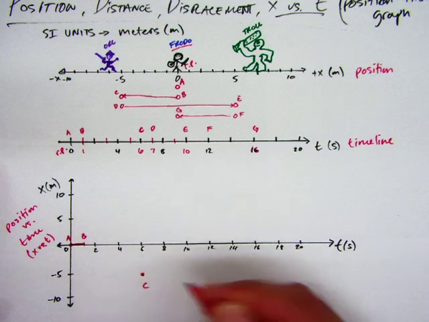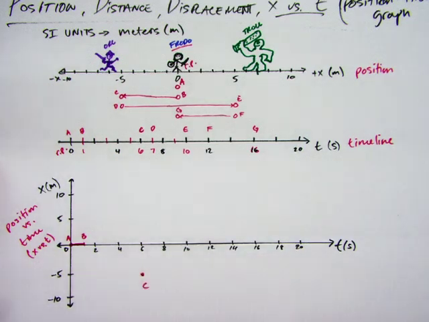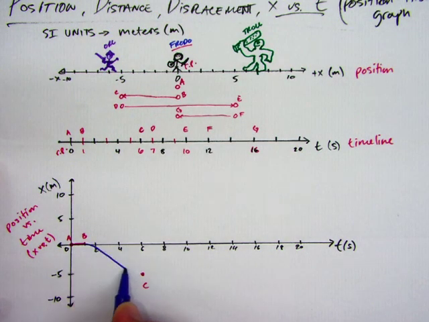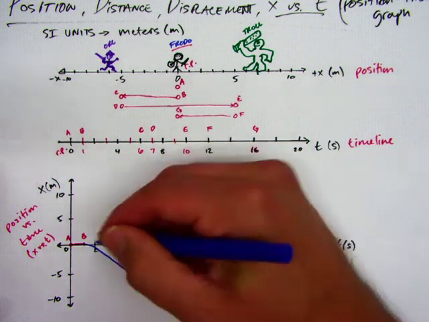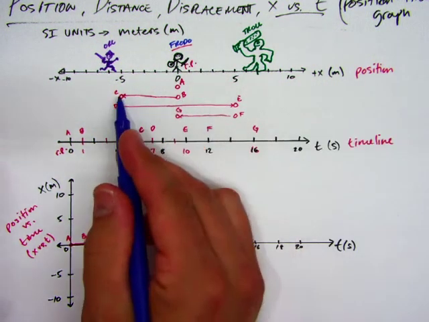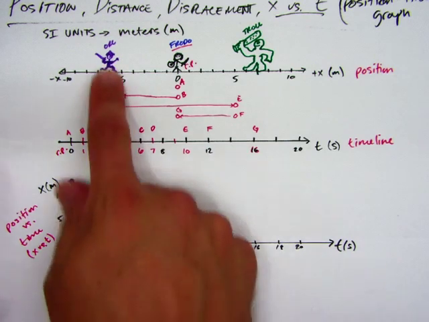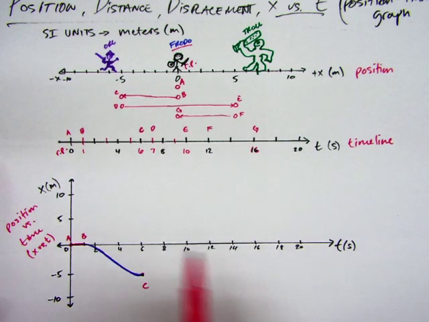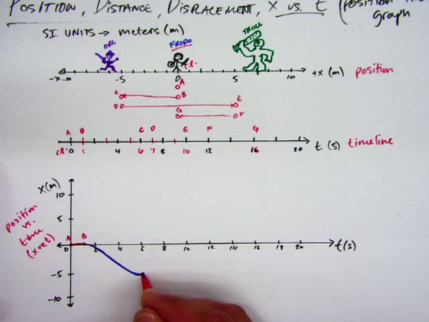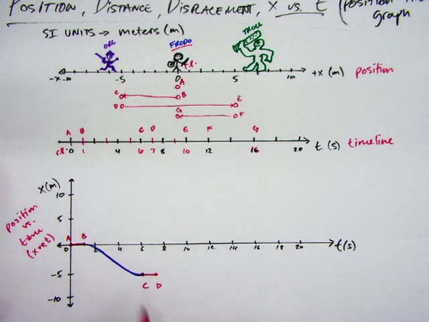So I'm going to mark that point C. And let me change colors. I'll go blue for his motion. So he begins moving, comes down, and then stops. So from B to C, he's moving backwards, right? Well, then he stops and sees the orc. So from C to D, it takes him a second to realize what's going on, so he's not moving for that 1 second, so his position-time is flat.